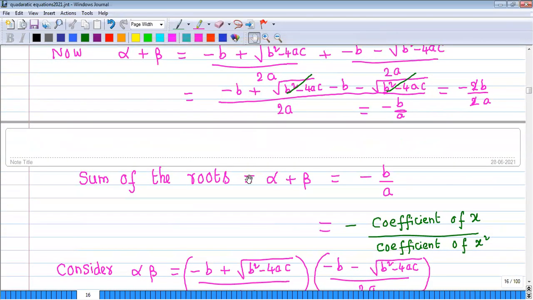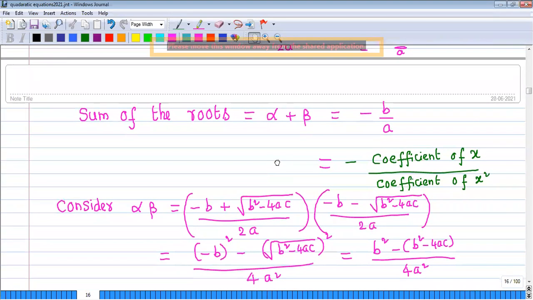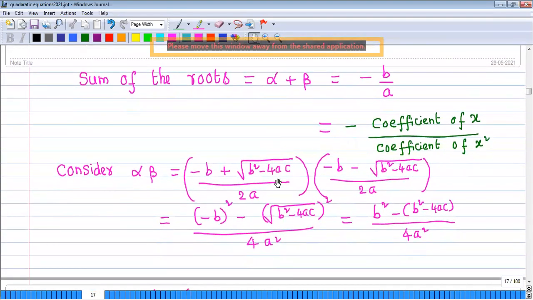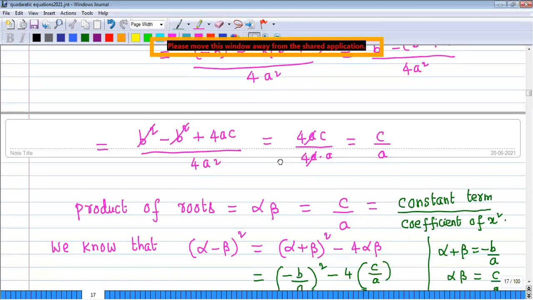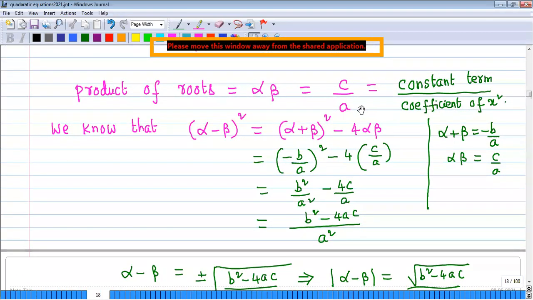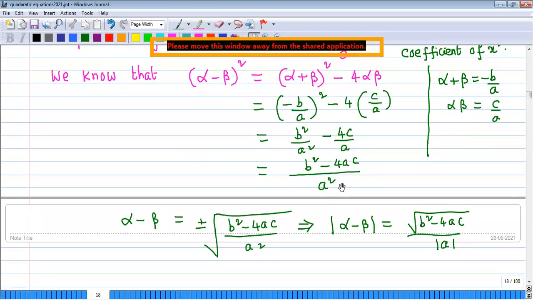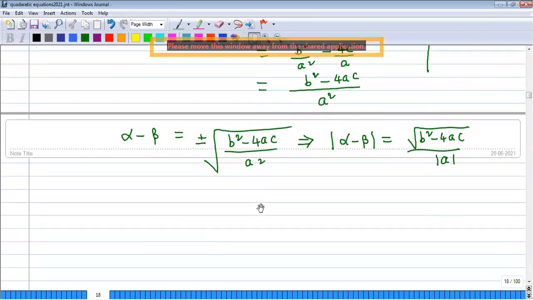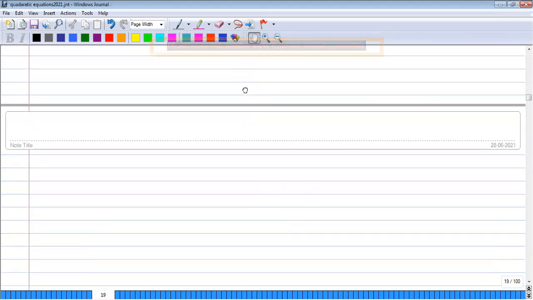Next, minus b by a is there. This is alpha plus beta, the sum of the roots. Next, the product of the roots, this is c by a. There is no d, it is c by a. This is alpha minus beta whole square, then alpha minus beta is equal to this formula. Right.